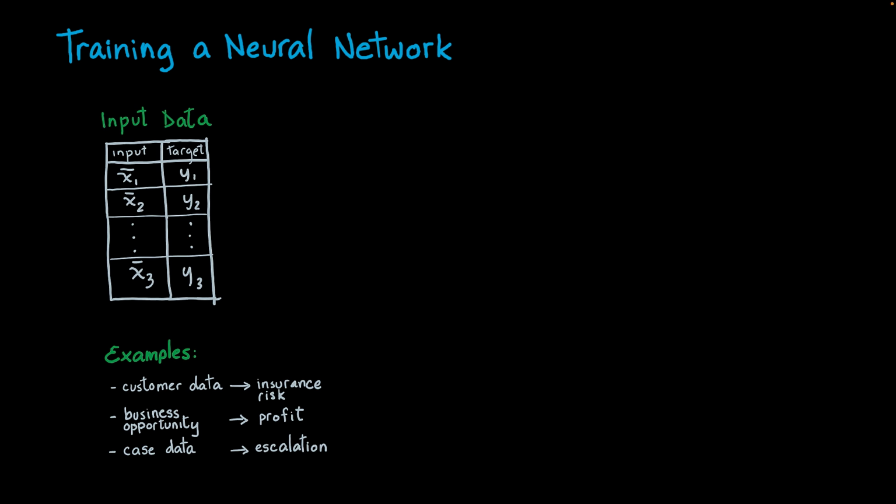Another example could be support cases. If you want to predict escalations, you can collect data of your cases, like the priority, the product, the customer, and based on this information, you can predict when a case is going to be escalated before it happens. Okay, so how do we train the neural network?